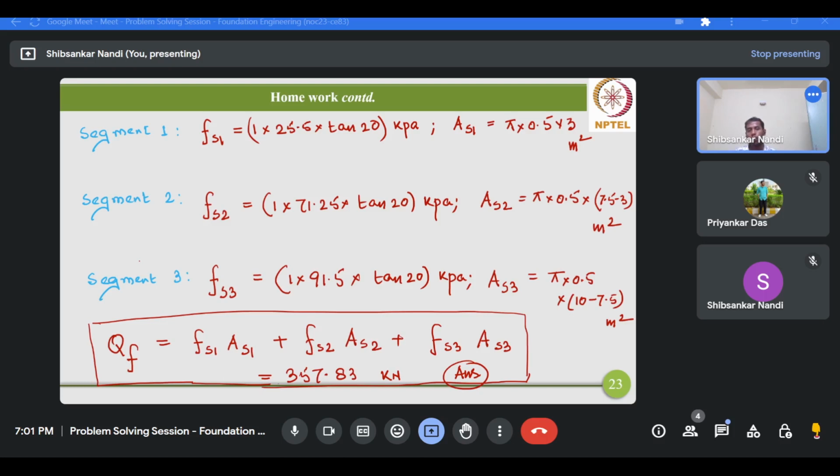But for that, we first have to know which parameters to determine. Suppose for determining the bearing capacity factor Nq, we need to know the angle of internal friction and the L by D ratio of the pile. If you know these two parameters, then you can easily determine the Nq value from the chart given in the literature. Okay. Now coming to the fifth problem.